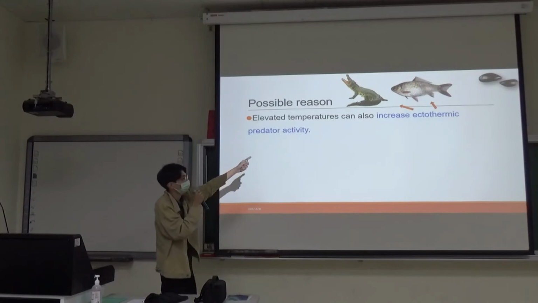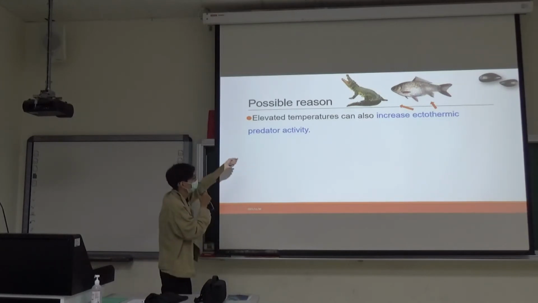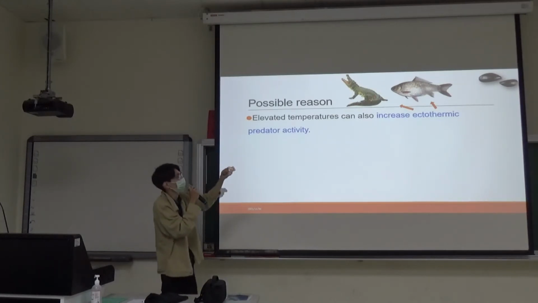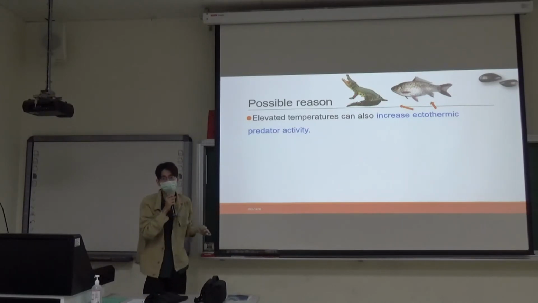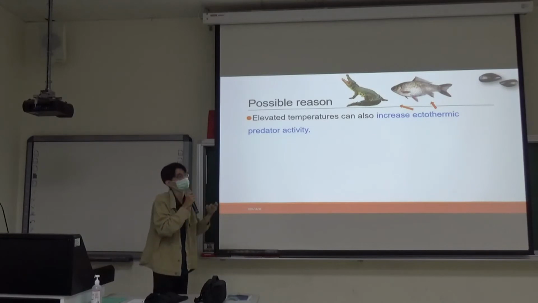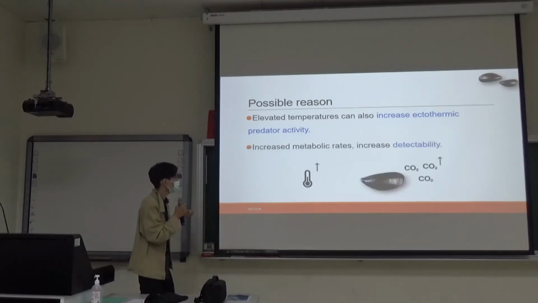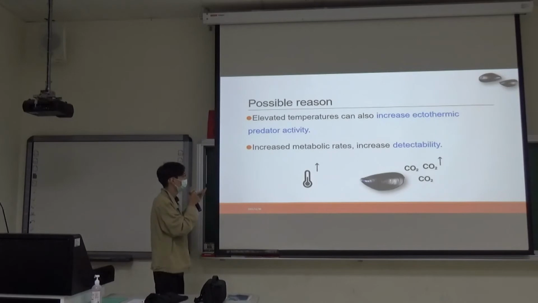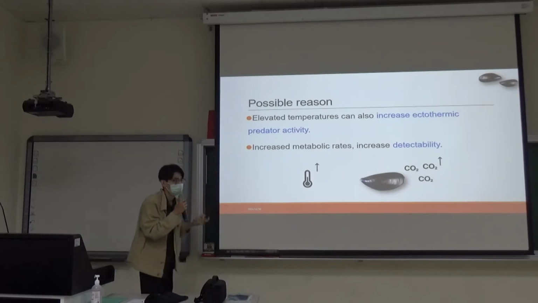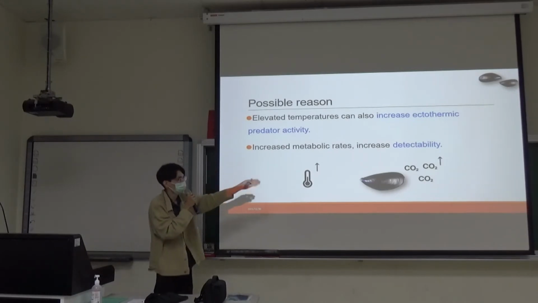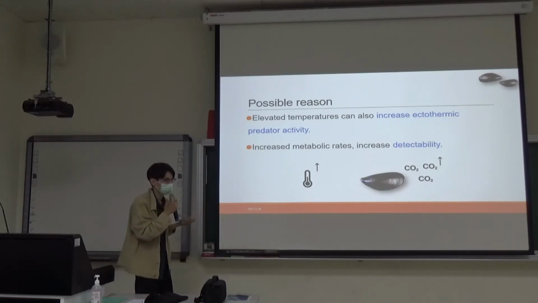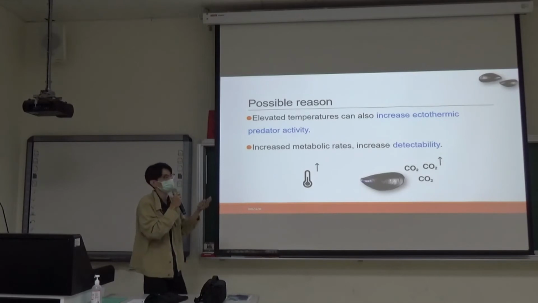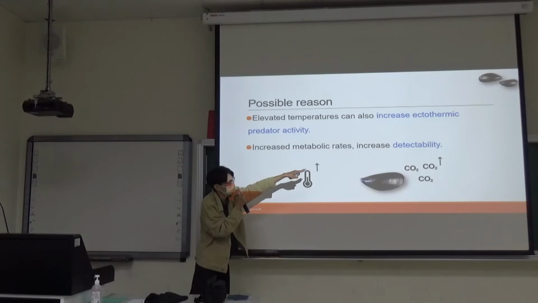Elevated temperatures can also increase endothermic predator activity, like crocodiles or fish. That means the mussels have more chance to be eaten by those predators. Another point is that increased metabolic rate means the mussels will emit more carbon dioxide, which is a chemical signal that can be detected by the predator, so this will also increase detectability.